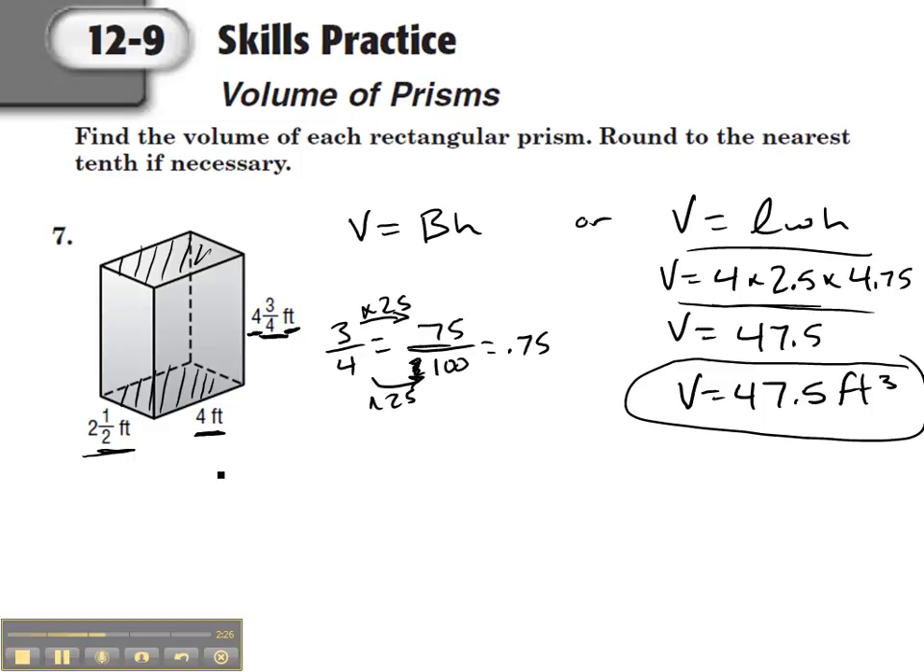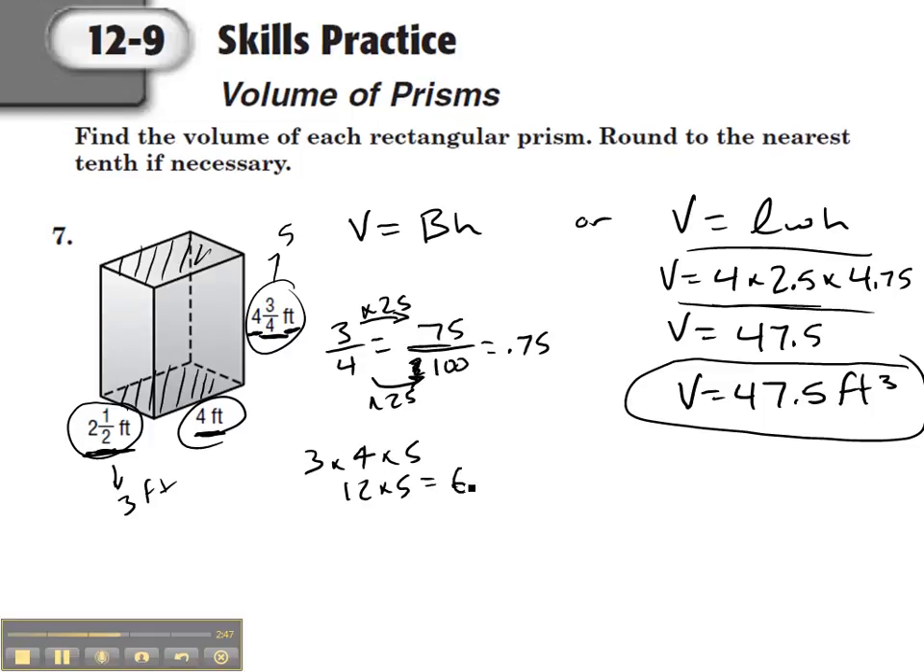One other thing we can do, that we should do, is we could get a rough estimate just to check our work. We'll use 4. For 2.5, I'll round that up to 3. And for 4 3/4, I'll round that up to 5. So if I did 3 times 4 times 5, I get 12 times 5, which equals 60, which is in the ballpark of what we got. It's a little bit more, but that's because we rounded both of these up. But at least we know our answer looks like it's in the same ballpark as our estimate, so it should be good.